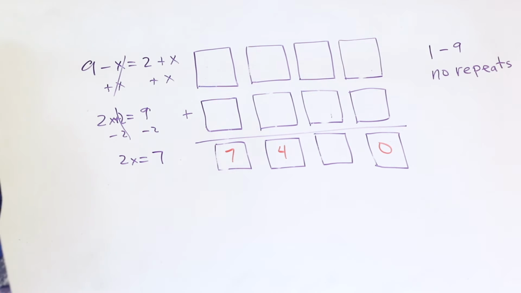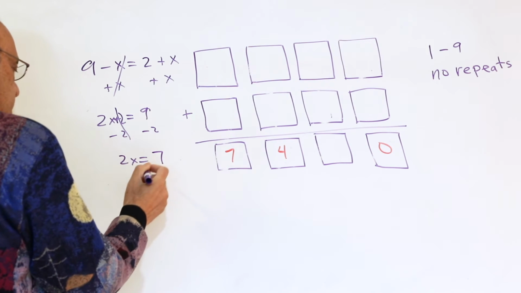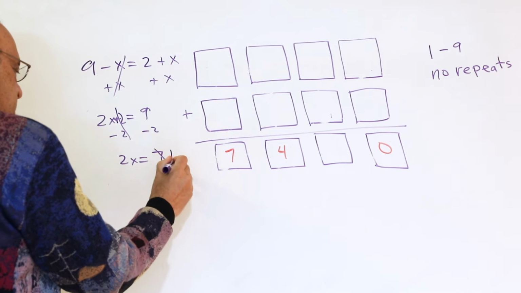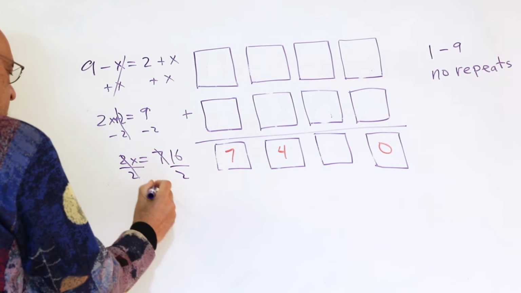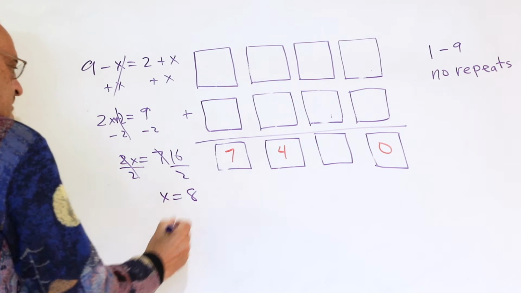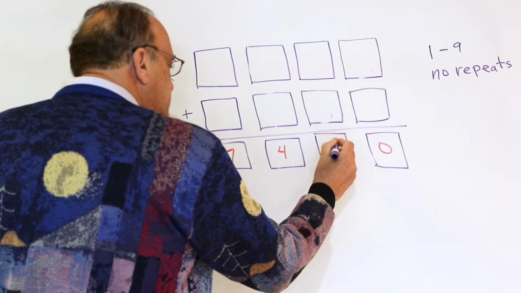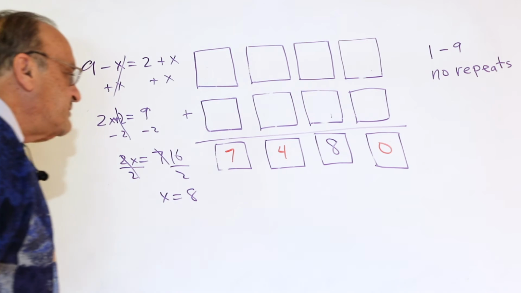And we can make this 9 bigger, make it 16. So divide by 2, and x equals 8. So this missing number will be 8. We know for sure we're going to carry 1.